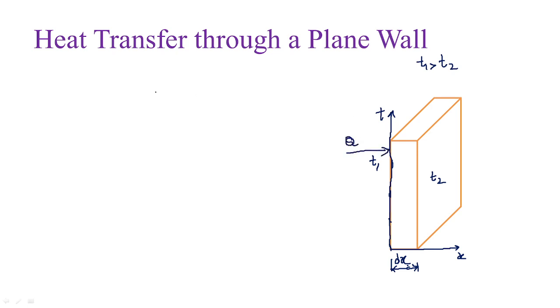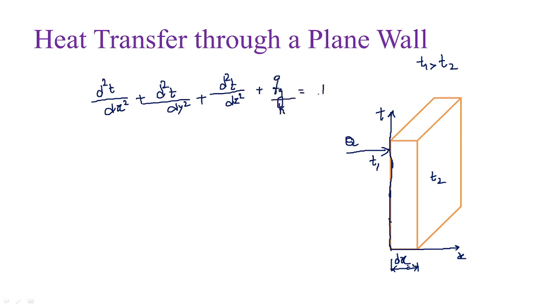Now, as we have seen, the general heat conduction equation in Cartesian coordinates says: d square T by dx square plus d square T by dy square plus d square T by dz square plus Qg by K is equal to 1 by alpha into dT by d tau. This is the equation we have got.